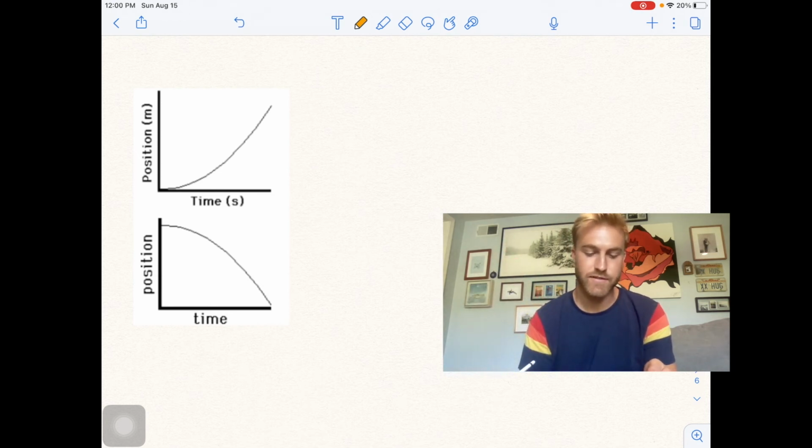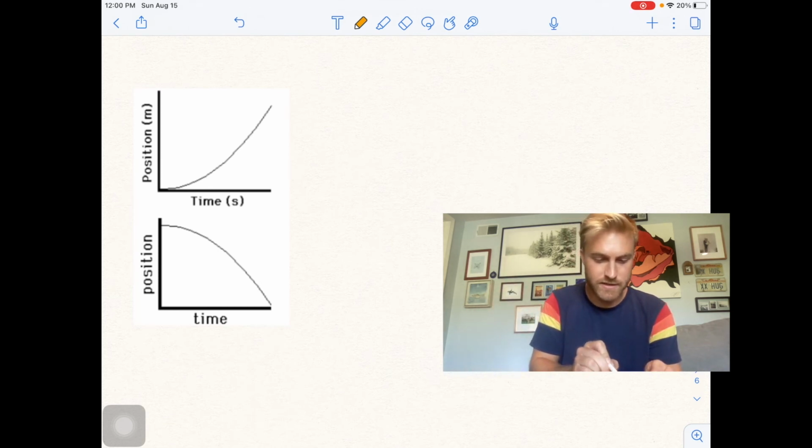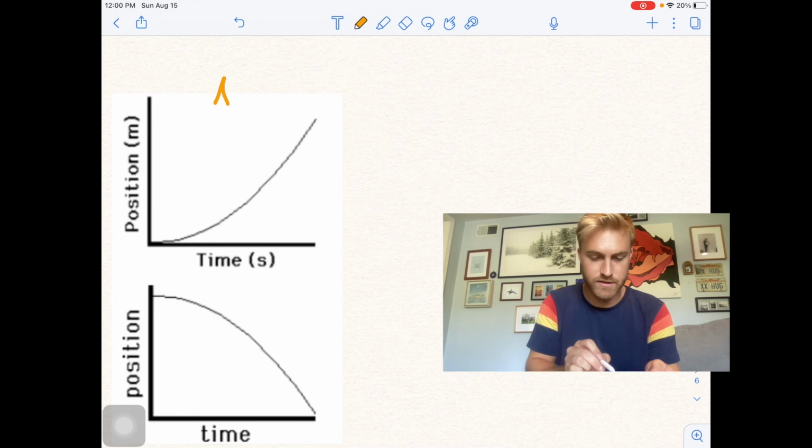All right, the last thing that I want to show you guys is a graph that has a curved slope. If we have a curved slope like this, the velocity is actually changing. So let's think about this top graph here. Let's call this graph A. Let's look at how the slope is changing over time.